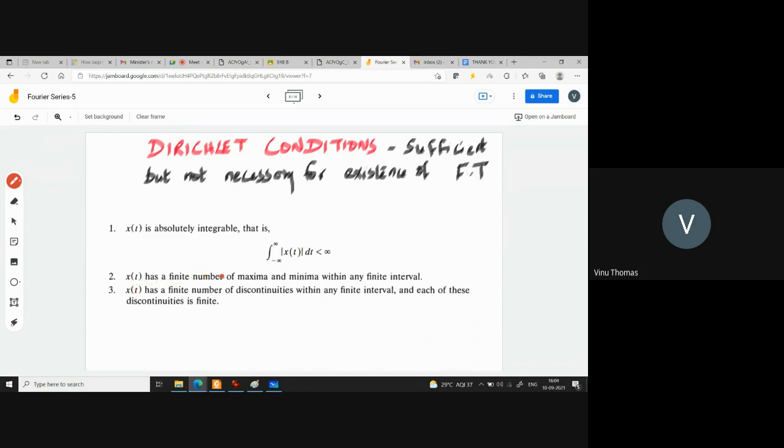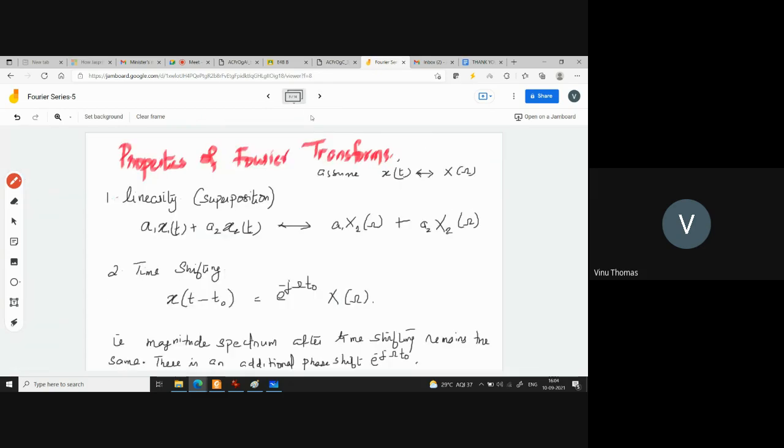Now, the second Dirichlet condition is the same as that of the previous case. x of t has a finite number of maxima and minima within a finite interval. We had seen illustrations in the previous class. Then x of t has a finite number of discontinuities within any finite interval, and each of these discontinuities is finite. So these are the Dirichlet conditions, which are sufficient but not necessary conditions for the existence of Fourier transforms.